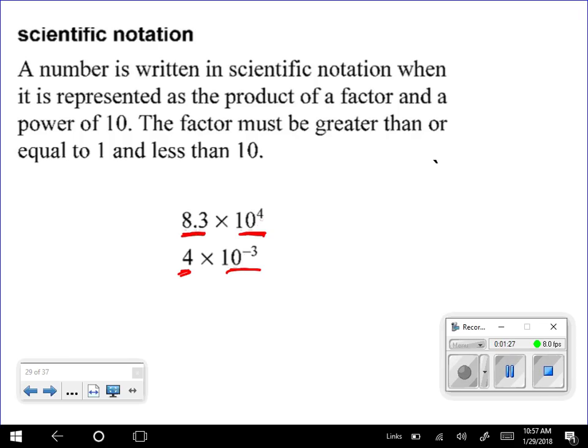So you may ask, what is it that we need to be able to do with scientific notation? Well, we need to be able to go from scientific notation to standard form, meaning just as a number. We need to be able to go from standard form to scientific notation. And that's what we're going to focus on in the video.